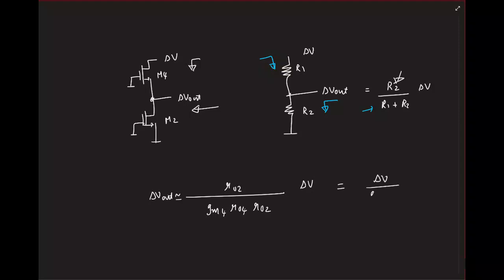So delta V by, okay. So this again proves our intuition, right? We expected that if you change this voltage, this should change by a smaller amount because you have a current buffer here, and that's what happens here. Okay.